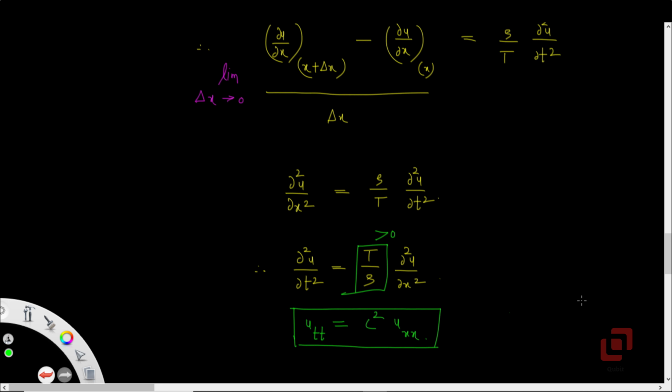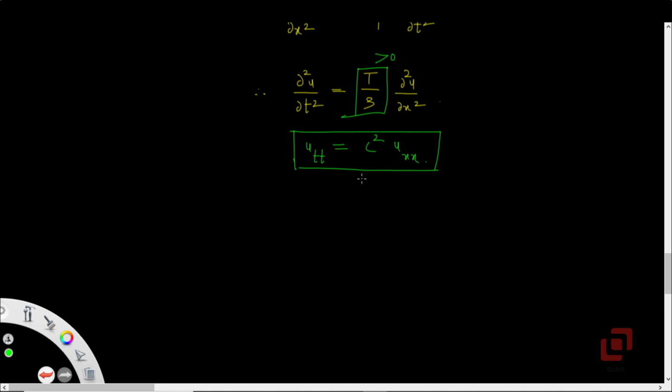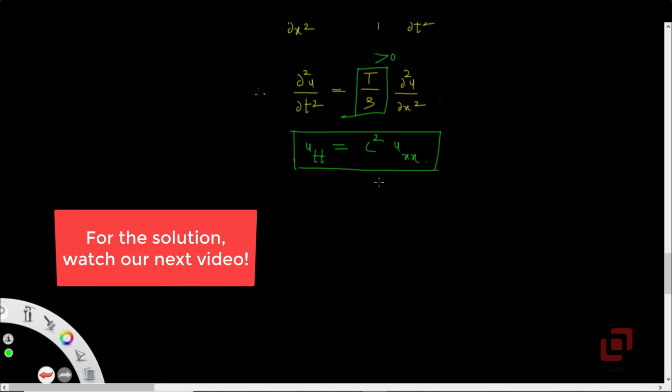Now our objective is to develop an approach to solve this particular partial differential equation.